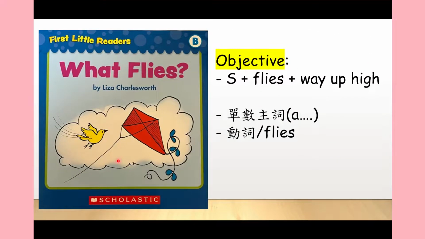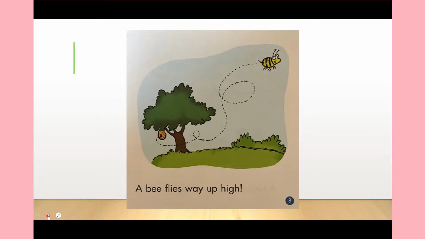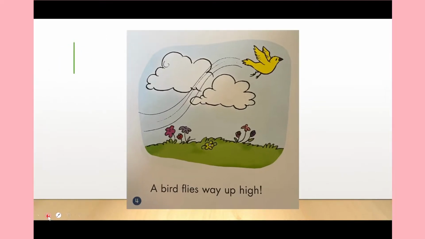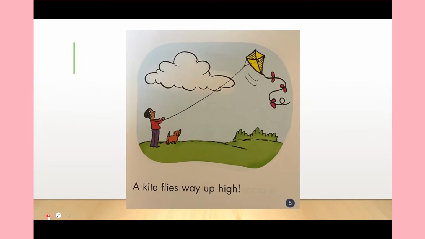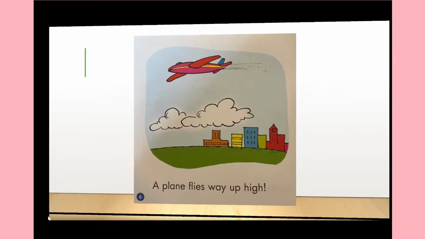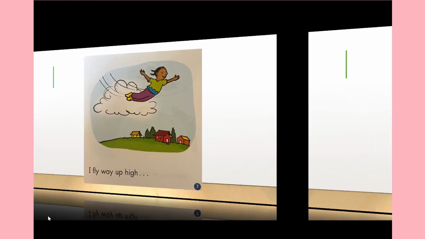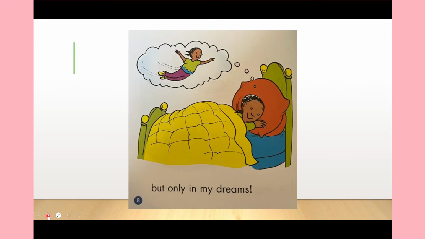Are you ready? Okay, read with me. What flies? What flies in the sky? A bee flies way up high. A bird flies way up high. A kite flies way up high. A plane flies way up high. I fly way up high, but only in my dreams.